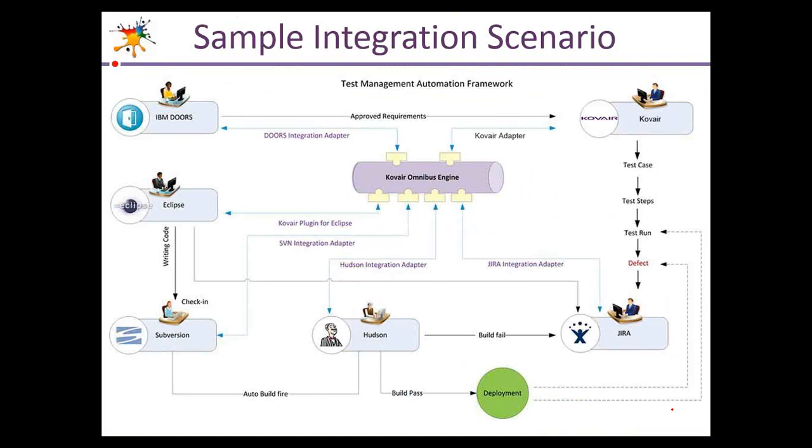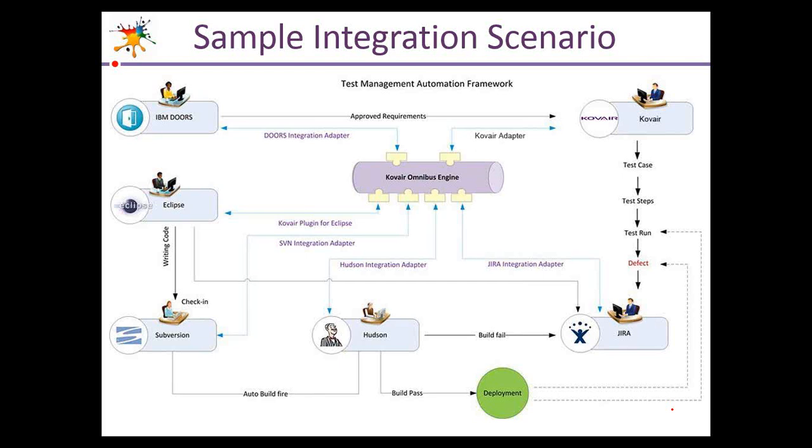Let's say in this scenario that the requirements are getting handled in IBM DOORS. The developers use Eclipse for coding and Subversion gets used as the source control system. We have chosen Hudson for the build. We have chosen Kovair for test management and Jira for bugs. So what happens? All the stakeholders keep on doing their jobs on their own tools without the need of hopping around different tools to view different artifacts.